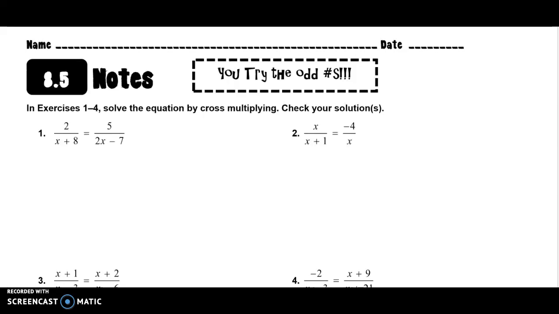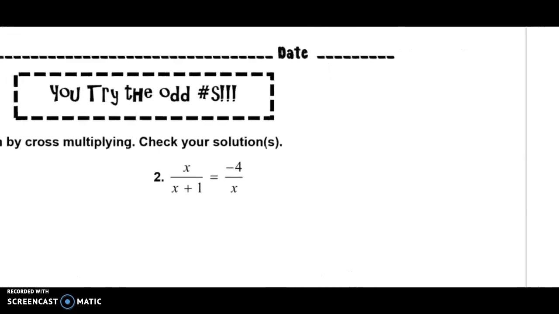Today we're going to be solving rational expressions. Numbers 1 through 4 say solve the equation by cross multiplying. I'm going to do the even numbers with you. I want you to try the odd ones on your own.